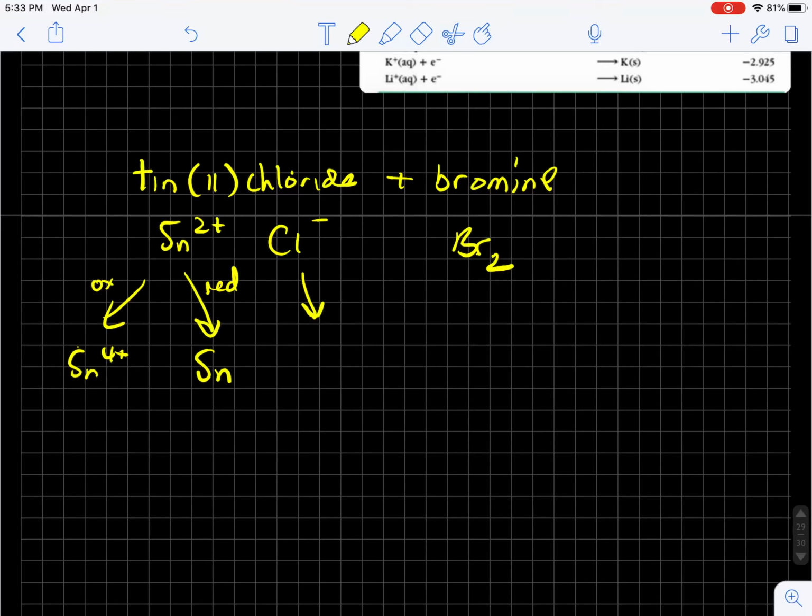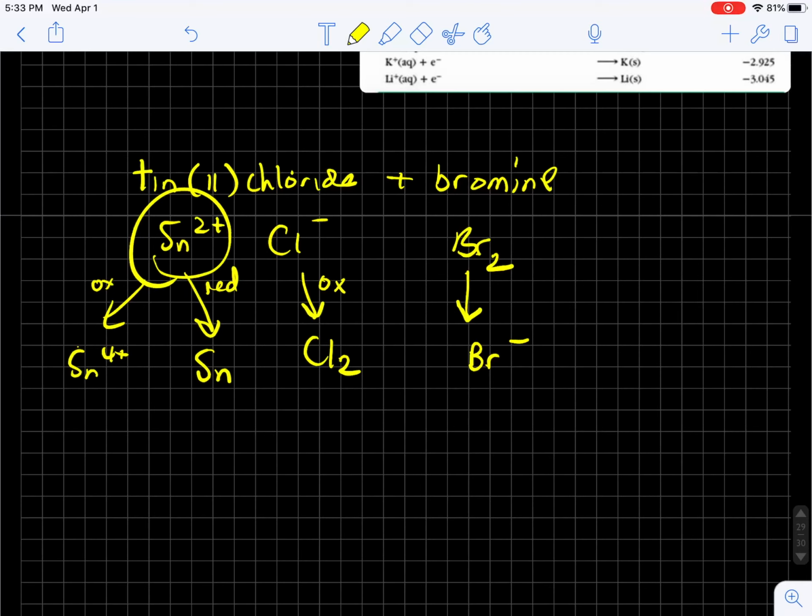Chloride, you can't make it more negative. There's no -2 charge for chlorine. There's no -3 charge for chlorine. So you can't reduce chloride, but you could oxidize it and get diatomic chlorine. Bromine doesn't form a positive cation, so you can't oxidize it, but you could reduce it and get bromide.